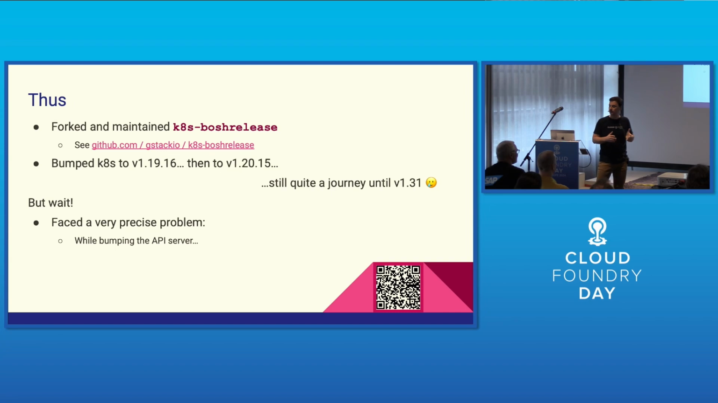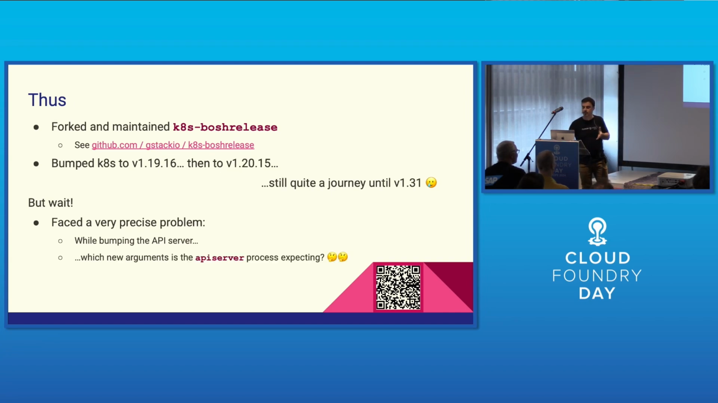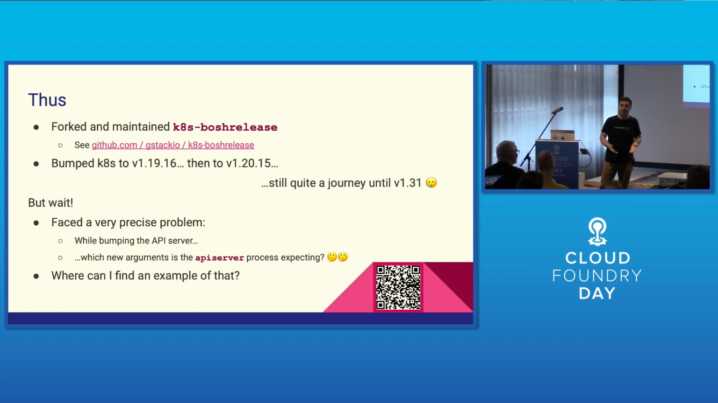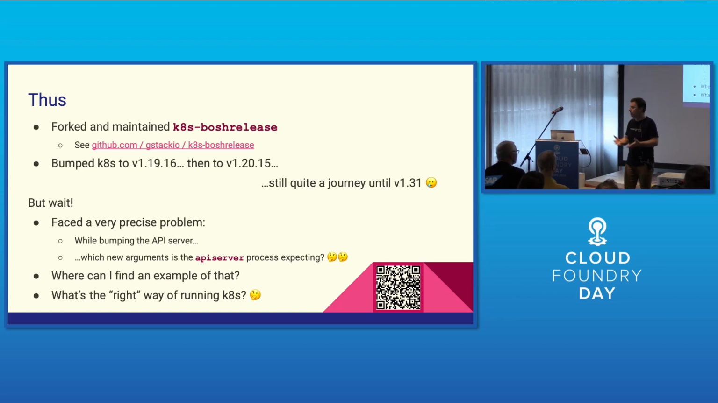Suddenly, in version 1.20, I was bumping the API server, and it was requiring new arguments to run. I needed to provide it some value. I looked at the documentation, and there was no indication of the right value to give. So the question was, where can I find an example of that, to run it properly and bump it right, so that when upgrading the Bosh release, Kubernetes still works? And more generally, what's the right way of deploying Kubernetes?